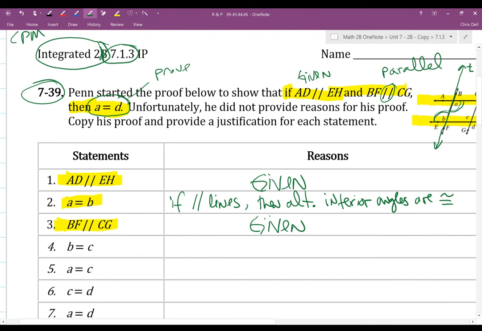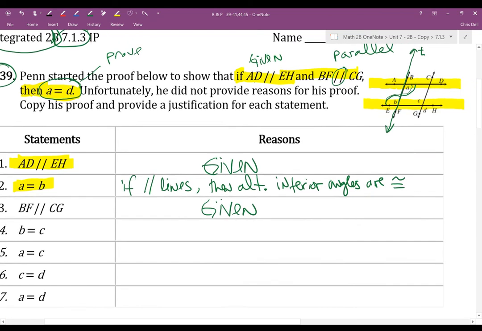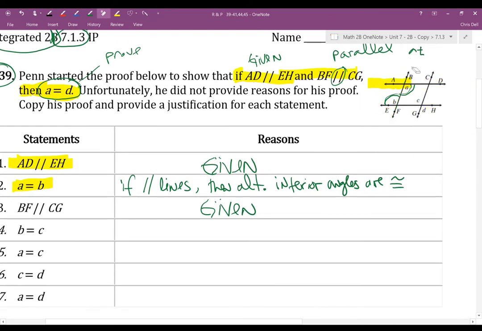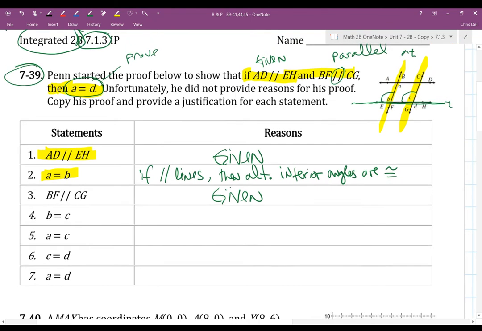And then after the given, BF is parallel to CG, so let me re-highlight those. BF is this one here. BF is parallel to CG. So what's true? B equals C. Which ones are B and C? B is this angle and C is that angle. That makes sense because if I've got those two lines parallel, then this line right here is my transversal, and B and C are equal because they are corresponding angles.